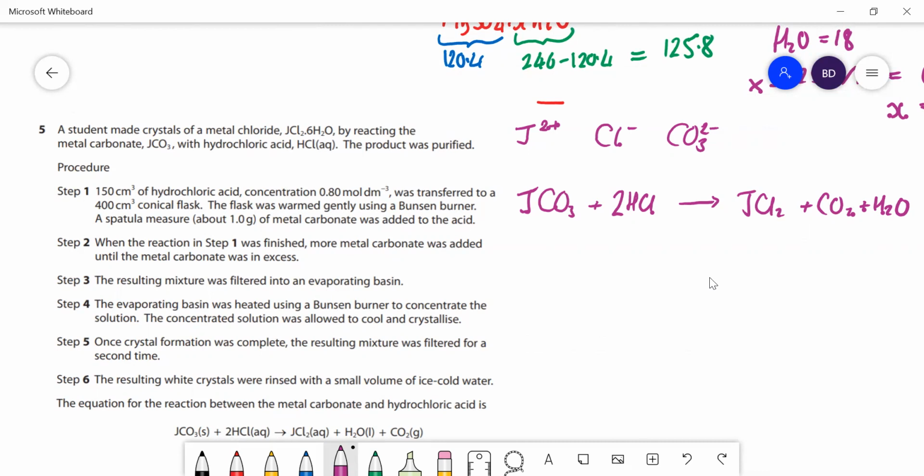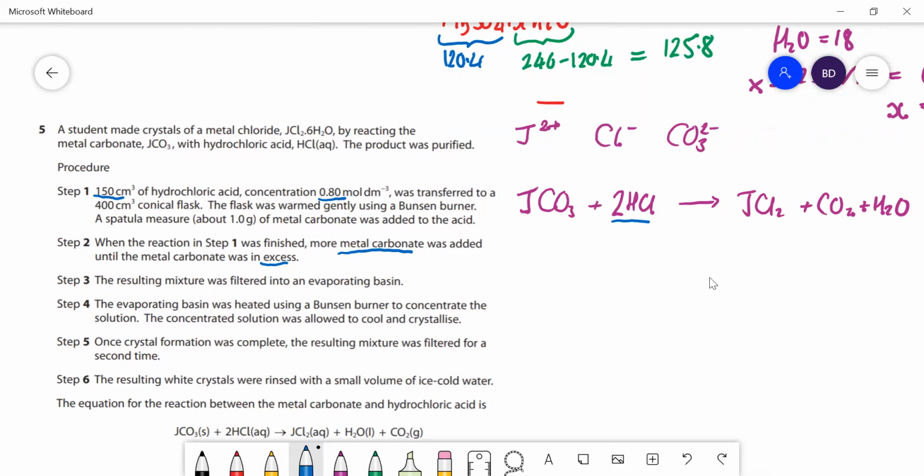So what they did here was they've got 150 centimeters cubed of hydrochloric acid of that concentration, so we can work out the moles of that. The flask was warmed and they added the metal carbonate. Now they keep adding more metal carbonate until the metal carbonate was in excess. So we are going to find out the number of moles of hydrochloric acid. That's the reagent which is limiting.